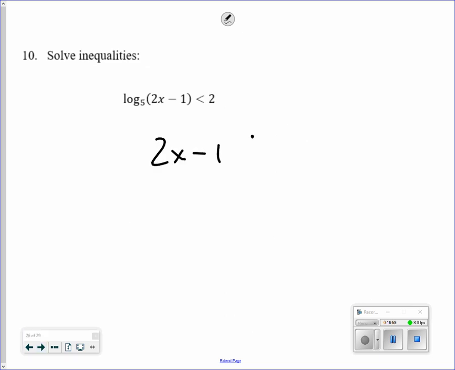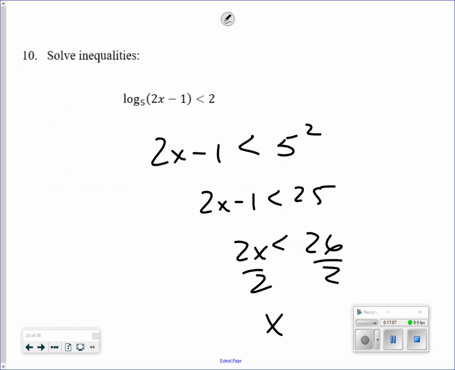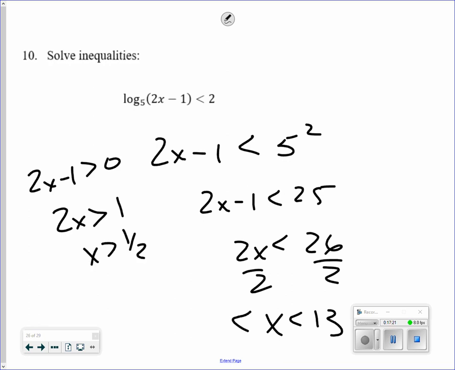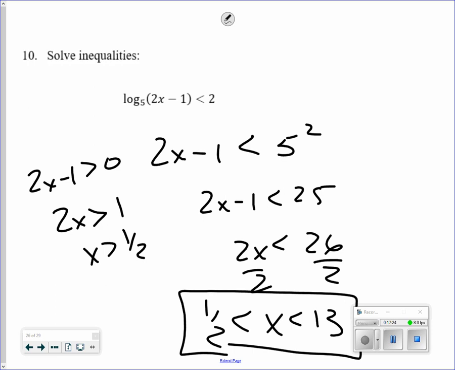Spiral, 2x minus 1 is less than 5 to the second, and solve. X would be less than 13. That does cause an issue. So we finally have a time in which we have to worry about the domain. 2x minus 1 must be greater than 0. So as I am solving this, x also has to be greater than a half in order to keep the domain and the solution. So again, anytime you see a less than, or anytime you see a situation in which this part of the logarithmic function is going to be negative, you have to worry about the domain as well.